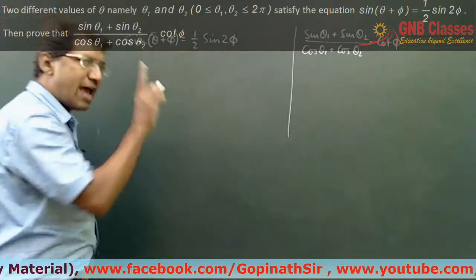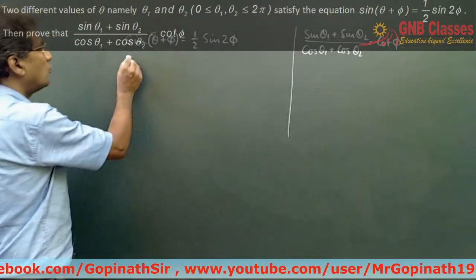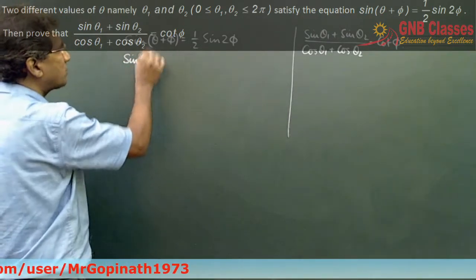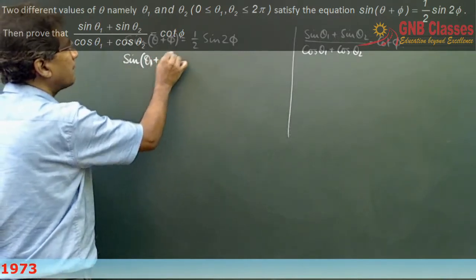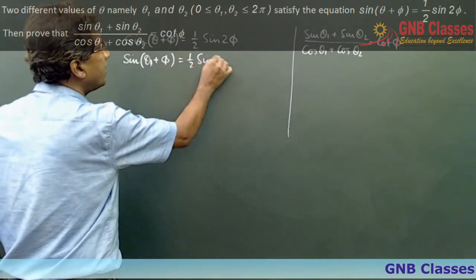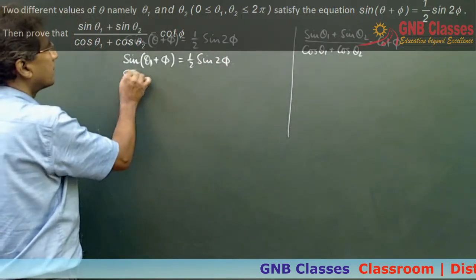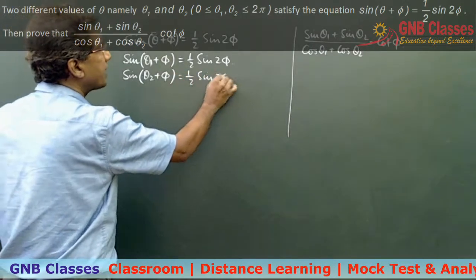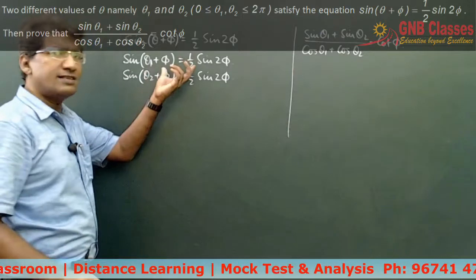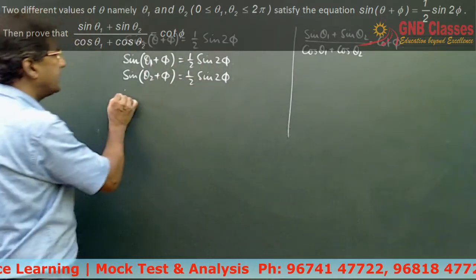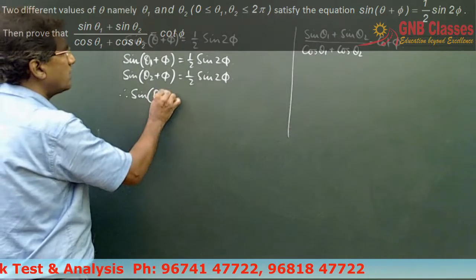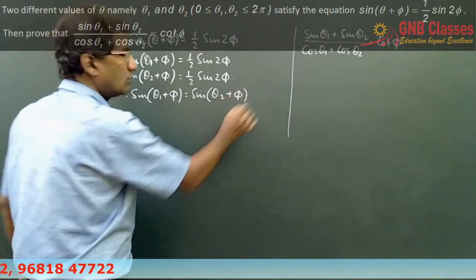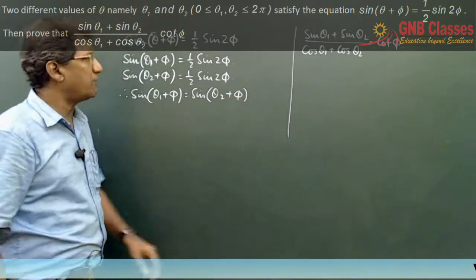Now, since we have two different values of θ, one is θ1 and the other is θ2, in place of θ we can write sin(θ1 + φ) equals half sin 2φ, or sin(θ2 + φ) is equal to half sin 2φ. Am I correct? Both these are equal to half sin 2φ. Therefore, we can say sin(θ1 + φ) equals sin(θ2 + φ). Is it clear?